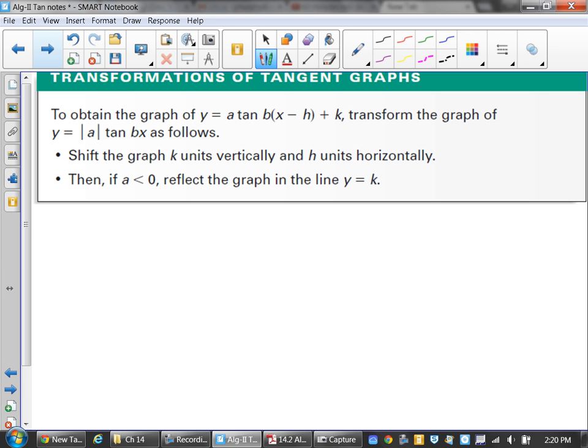The only thing that's different is that if the A is negative, it's doing this. If A is positive, it's doing this. That's it. It is that blatantly straightforward.